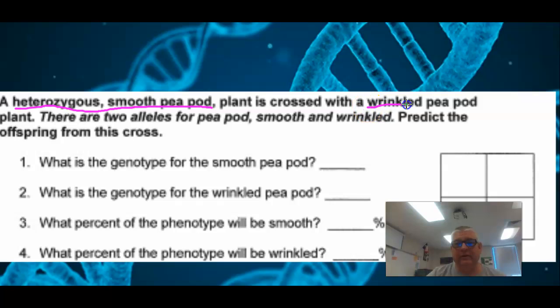And here's the other one, right? You're crossing a smooth heterozygous with a wrinkle. Okay? Well, let's just look at any scenario. And I'm going to use a different letter. And let me just set up this scenario. So I'm going to use X's. Okay? Whatever reason, this is super slow. Right? So these are the only combinations you can actually have for any scenario.